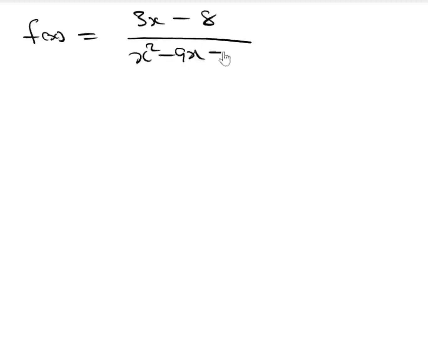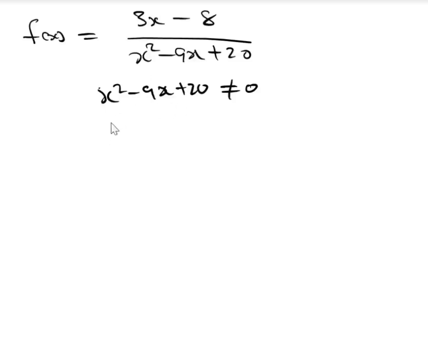Consider this similar example to the previous one: 3x minus 8 over x squared minus 9x plus 20. To find the domain, we have to set x squared minus 9x plus 20 not equal to 0, because if it is equal to 0, the entire function will be undefined.